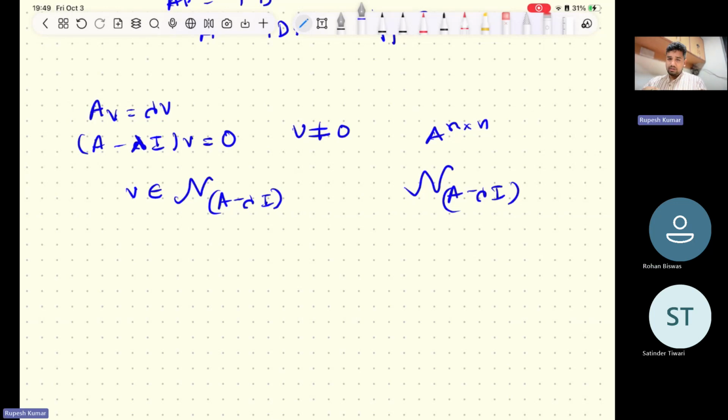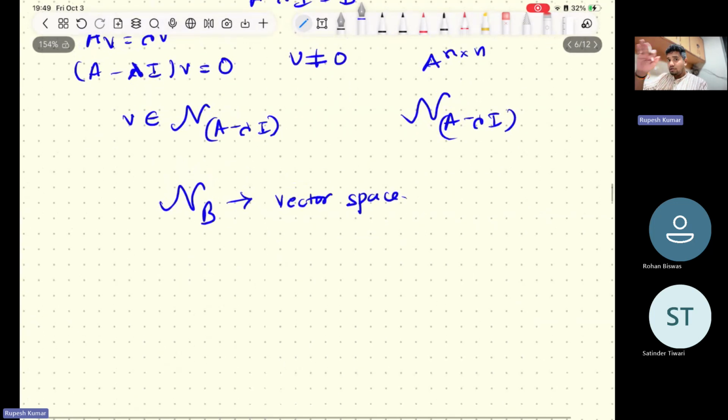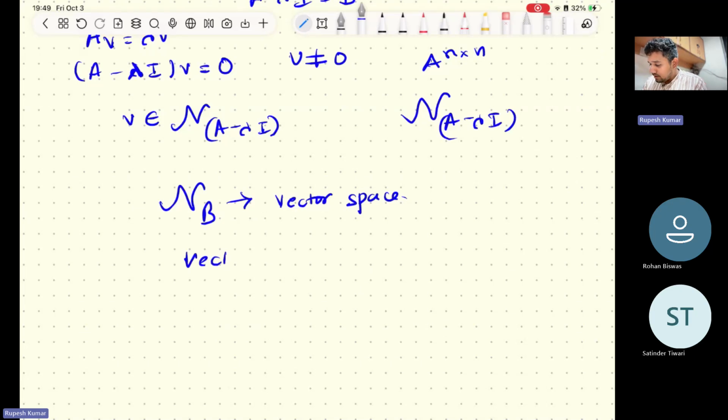So let's ignore that thing and first think of the null space of A minus lambda I. Let's say A minus lambda I is another matrix B. Then what is the null space of B? It is itself a subspace. Can we prove this? Yes, we can. The null space of B is a vector space, so since it's a vector space, you can define vectors that span this space. Is this clear?